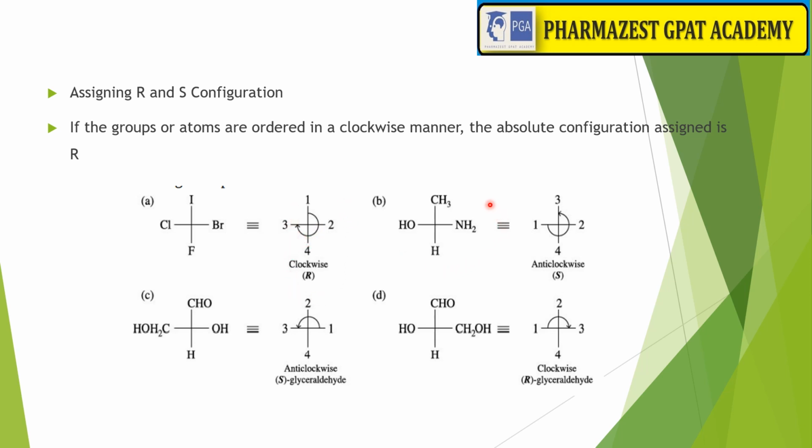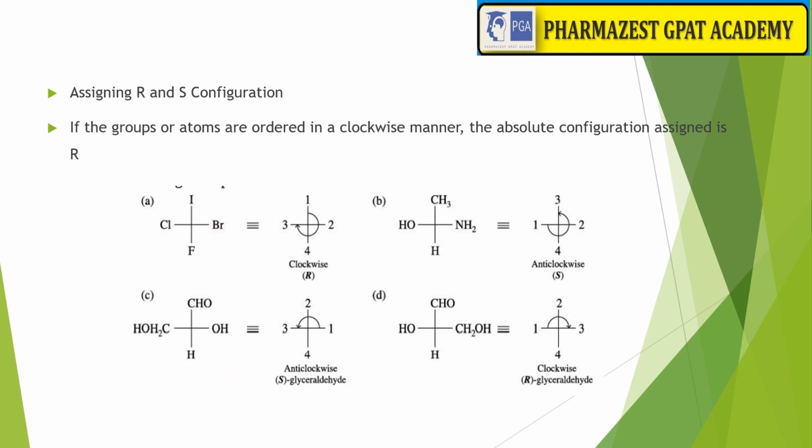Whereas here what happens? The oxygen is given first priority, followed by nitrogen, followed by carbon, and last priority to hydrogen. So it shows that it rotates like this, that is anti-clockwise. Hence it is given S configuration. Okay. This is how R and S configurations are assigned to individual molecules.